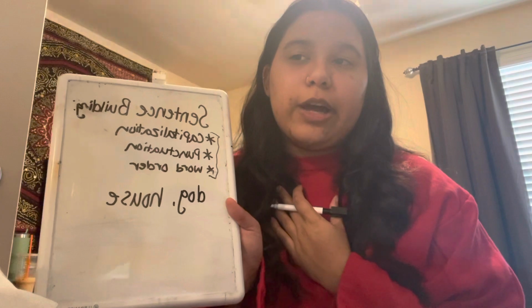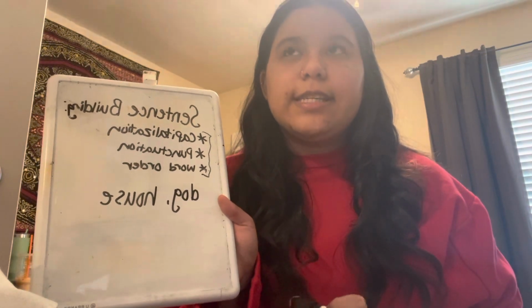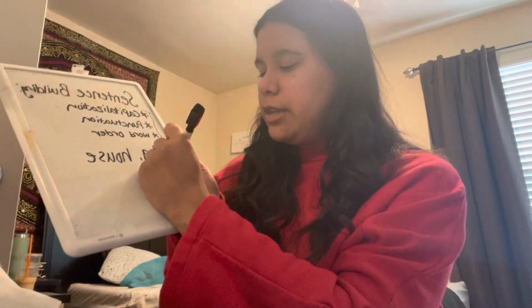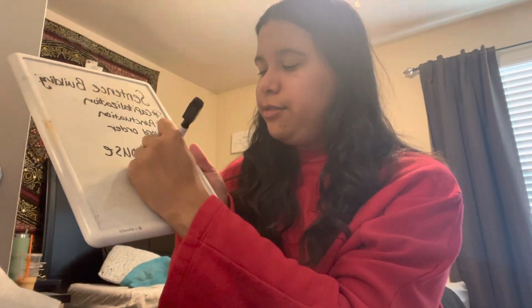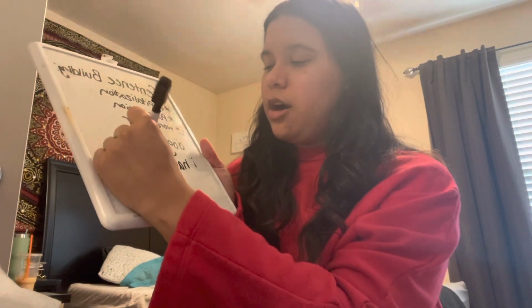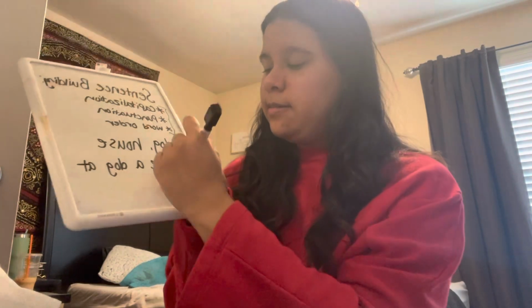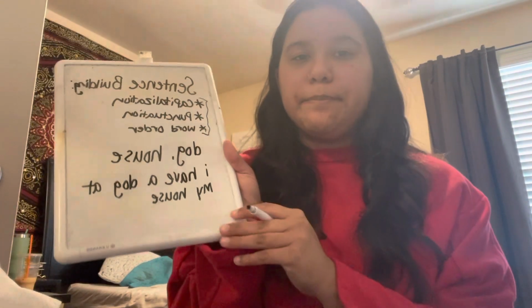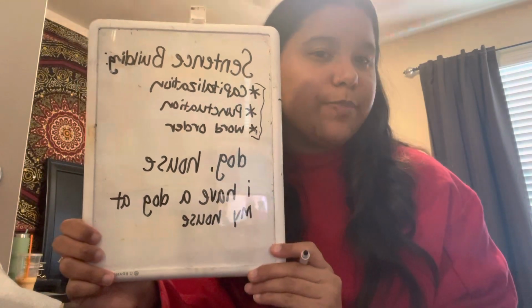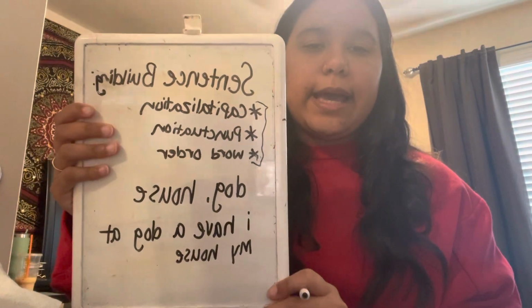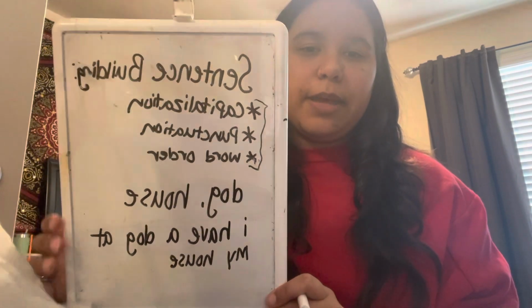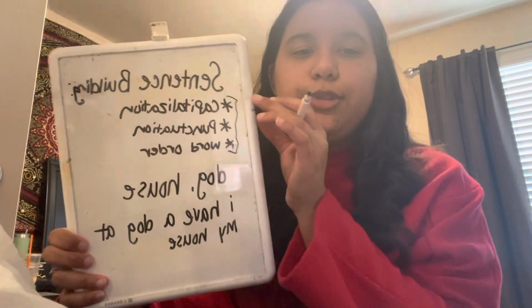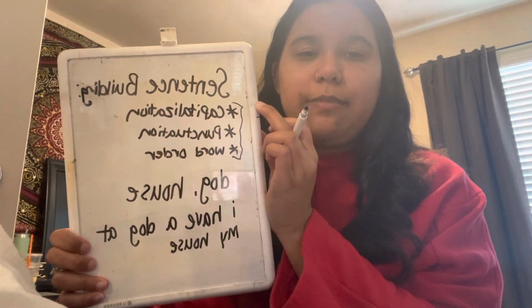I know I have a dog at my house. So for my sentence, I could say, I have a dog at my house. Okay. I have a dog at my house. So now I can look back at my sentence building criteria and make sure that it matches the sentence that I created. So do I have correct capitalization in my sentence?